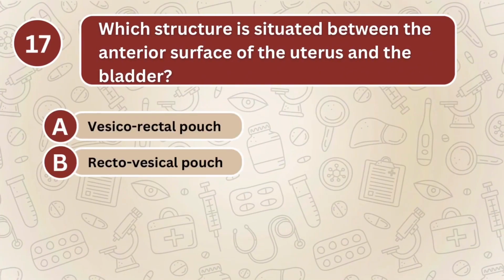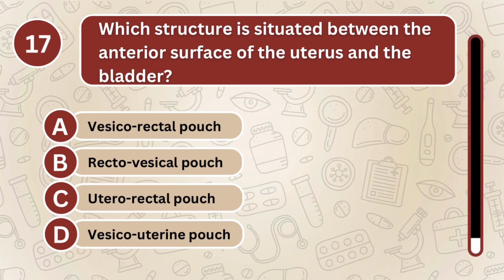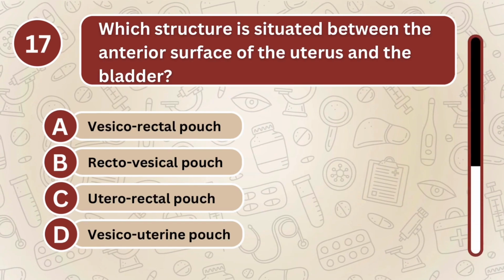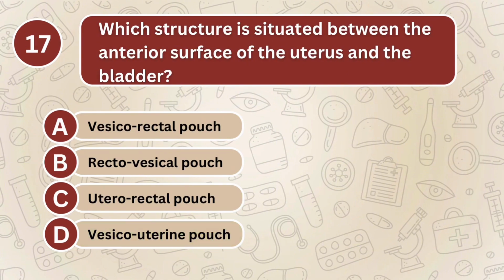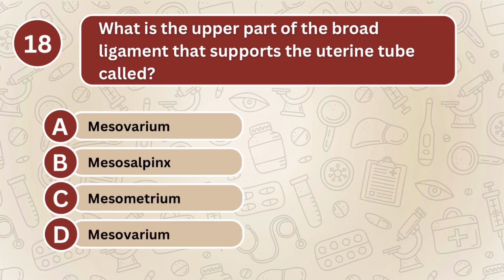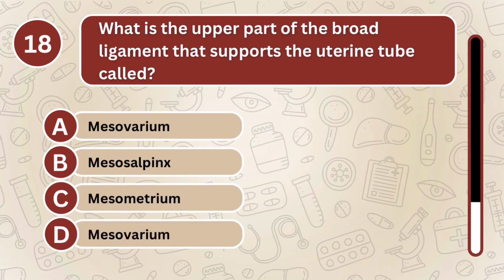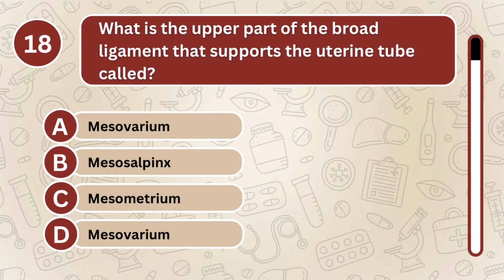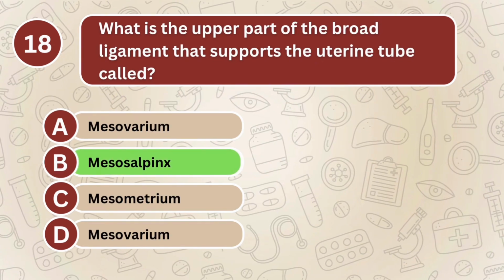Which structure is situated between the anterior surface of the uterus and the bladder? Correct answer is D. Vesicouterine pouch. What is the upper part of the broad ligament that supports the uterine tube called? It's B. Mesosalpinx.